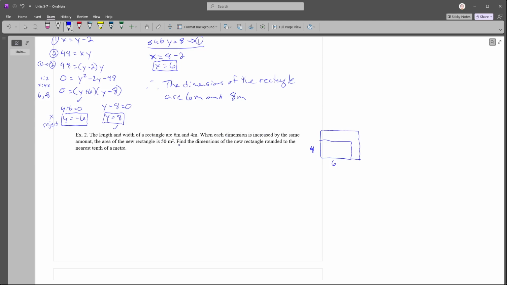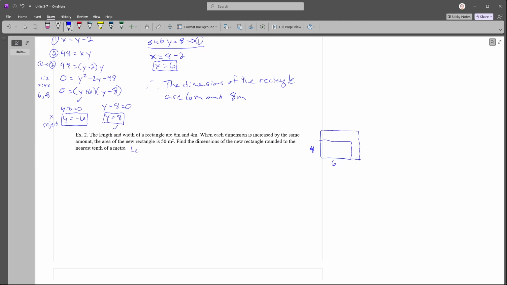Now, the question is, find the dimensions of the new rectangle rounded to the nearest tenth. We can't find those newest dimensions until we understand something. We need to know how much it was increased by. So that is our unknown value. I know we're trying to calculate the new dimensions, but those new dimensions require that unknown value. So really our unknown value is that amount of increase.